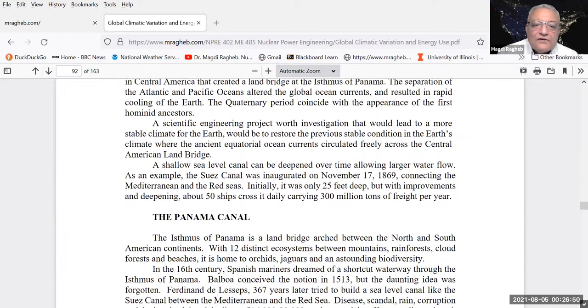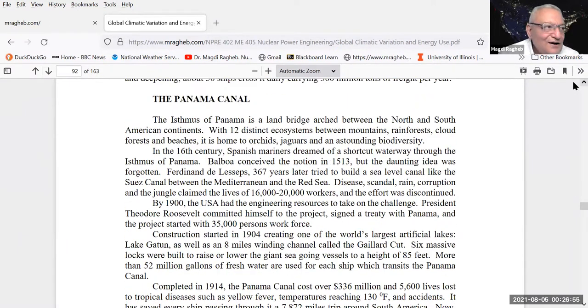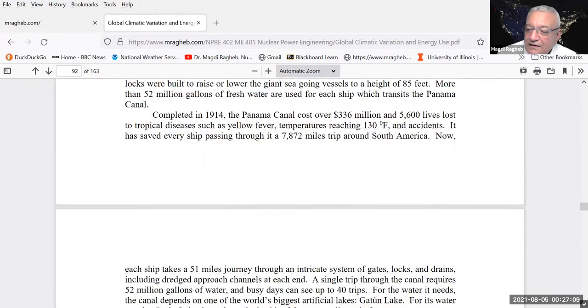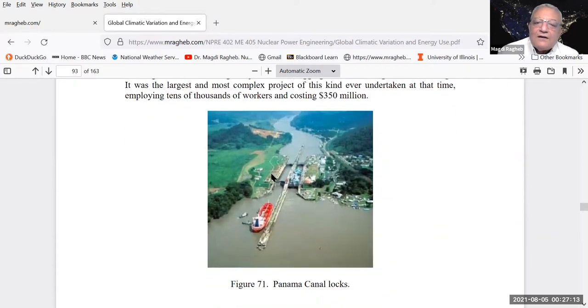So in that case, nuclear energy, that's how it relates to nuclear energy now, can be used to reconnect the Atlantic Ocean to the Pacific Ocean. And today, they are connected through the Panama Canal. But the Panama Canal is not a sea level type of canal. The Panama Canal, as you could see here, is a system of locks and dams.